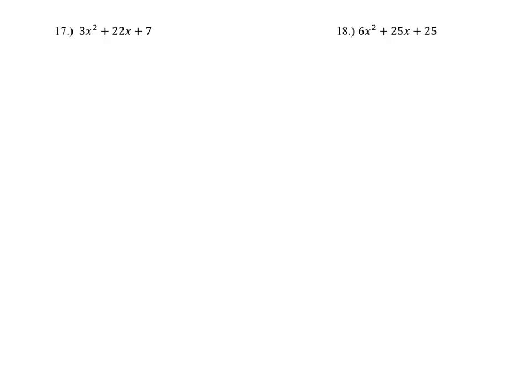Like if I want to use this method, I'm thinking to myself, okay, I'm looking for two numbers that multiply to give me whatever A times C is, right? A is 3, C is 7, so that's 21. So I'm looking for two things that multiply to give me 21, but then that add to give me that middle number of 22, right?